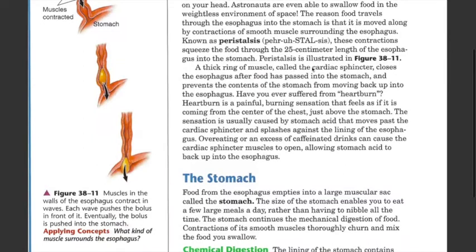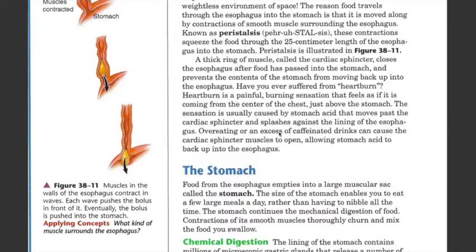A thick ring of muscle called the cardiac sphincter closes the esophagus after the food has passed into the stomach and prevents the contents of the stomach from moving back up into the esophagus. Have you ever suffered from heartburn? Heartburn is a painful burning sensation that feels as if it's coming from the center of the chest, just above the stomach. The sensation is usually caused by stomach acid that moves past the cardiac sphincter and splashes against the lining of the esophagus. Overeating or an excess of caffeinated drinks can cause the cardiac sphincter muscle to open, allowing the stomach acid to back up into the esophagus.